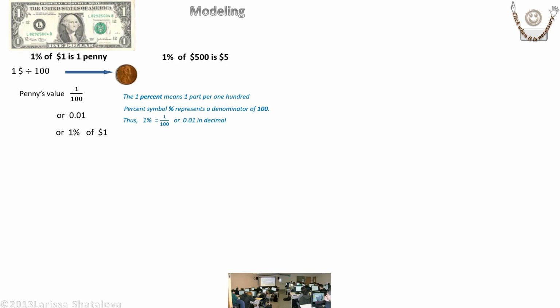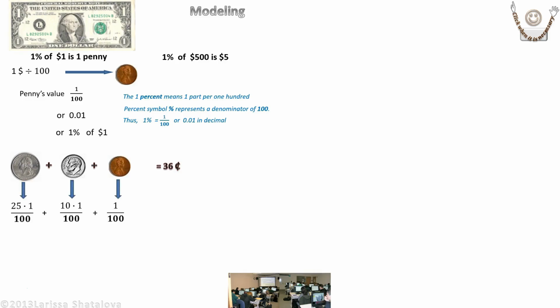Now, a real-life situation in the store. You have a quarter, a dime, and a penny. You can add, and the total value is 36 cents. You know that a quarter is worth 25 pennies, and a dime is worth 10 pennies. So, we can show their total value using 3 equivalent types of notation: fractions, decimal, and percent.